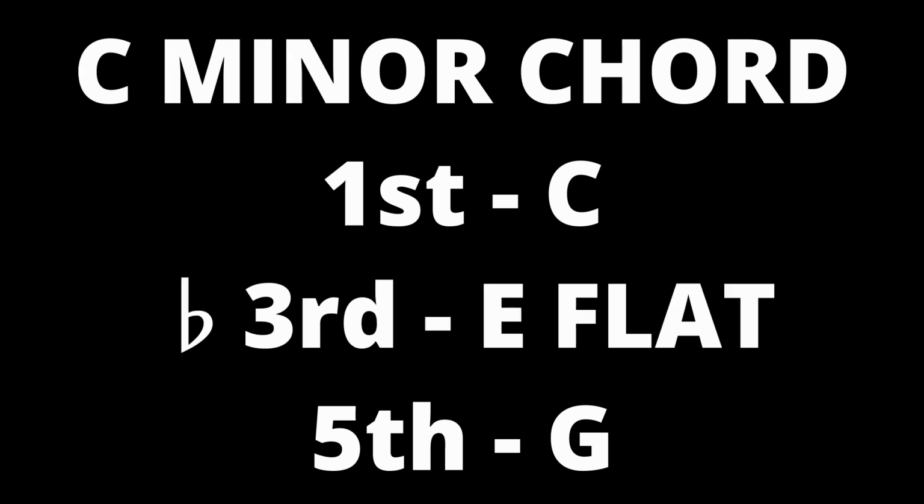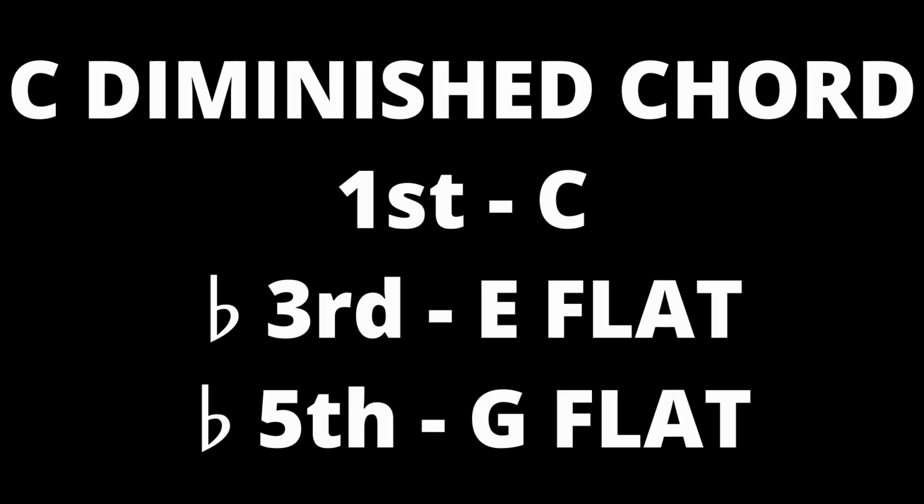If we drop the 3rd note by a semitone or half a step to E flat, then we create a C minor chord. If we take the C minor chord and drop the 5th note by a semitone or half a step to G flat, then we have a C diminished chord.